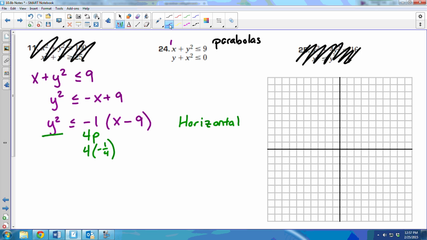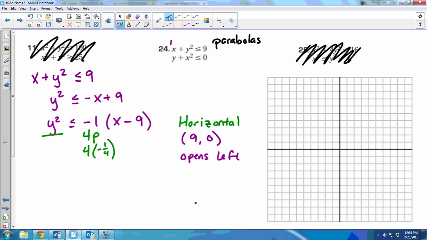I also know what the vertex is because it's in standard form. 9, 0. And since p is negative, I know that it opens left or right. I got a negative 1/4 because the 4 has to be positive. The 4p, the 4 has to be positive. The x has to be positive. So the p had to be negative. P is negative, so it opens left. Right? It's horizontal. Everyone go with that.